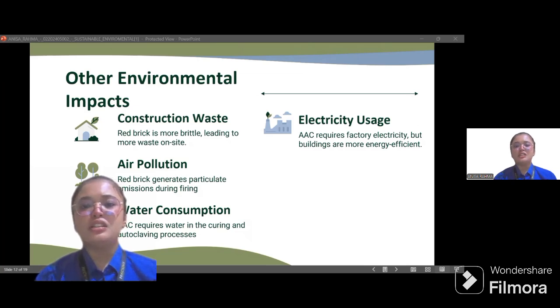These particles also contribute to greenhouse gas emissions and local air pollution, which can be harmful to human health.